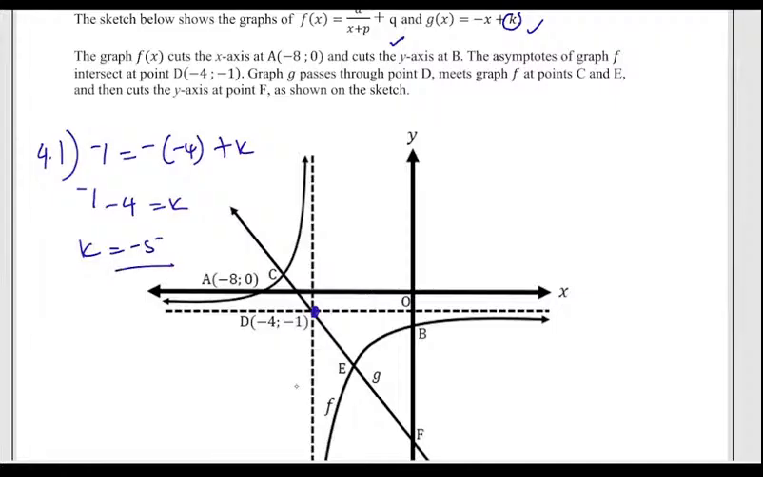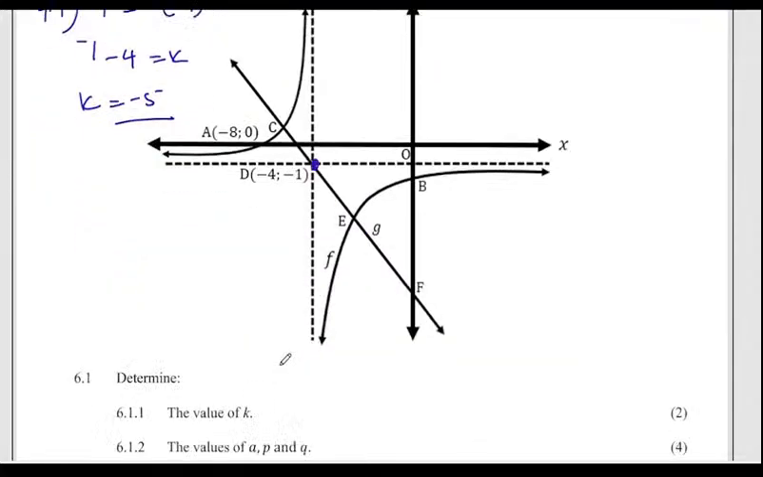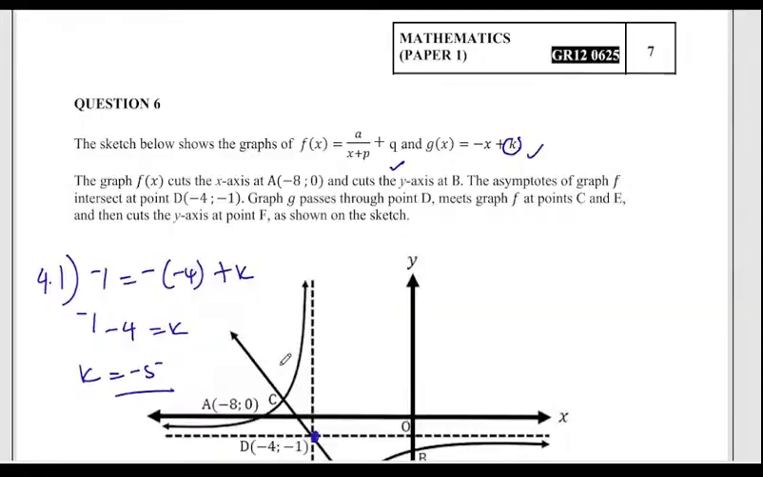Okay, I stand to be corrected, guys. No? So that is 4.1. Oh, it's not 4, it's 6. Hello. Why are you still dreaming of 4?